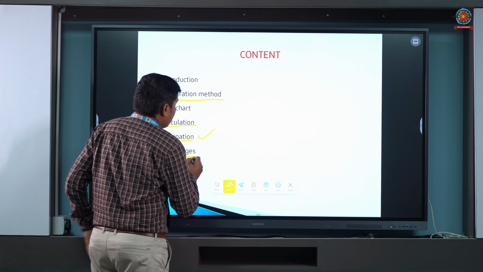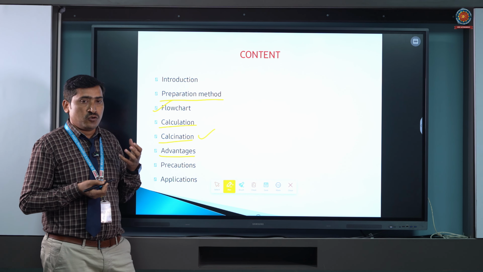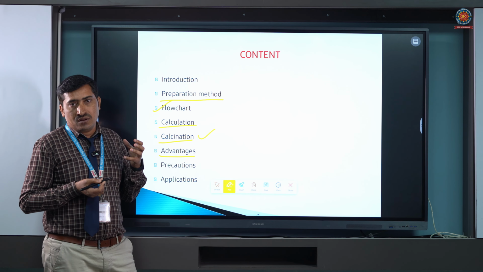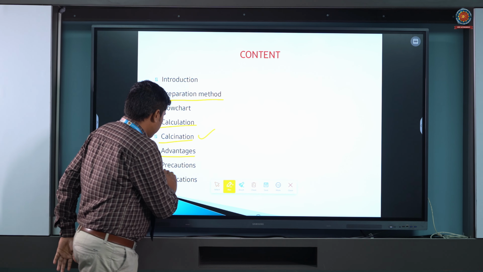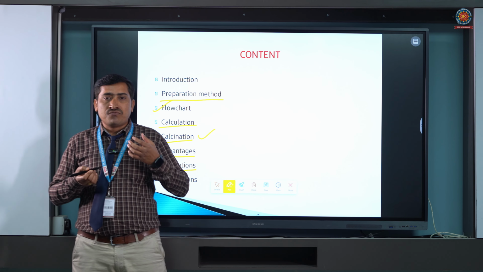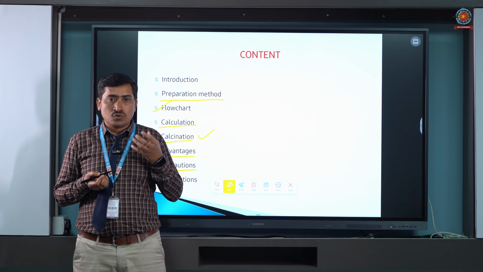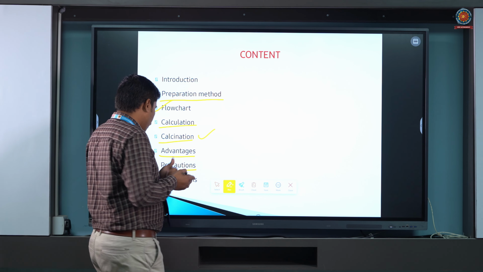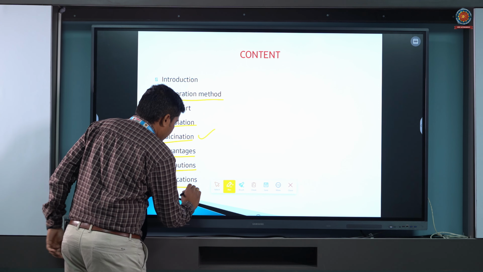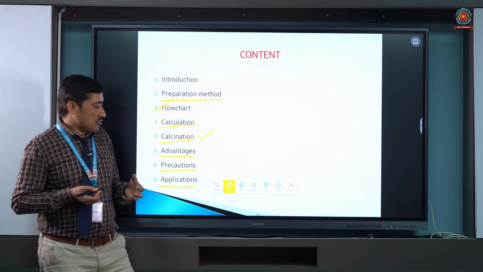Next, the advantages of this method. Why do we choose this method? This method is a very easy and effective method to prepare our sample. Next, precautions. During the synthesis we follow some precautions, and these are mandatory, so we also learn about the precautions. And this method also gives some applications.